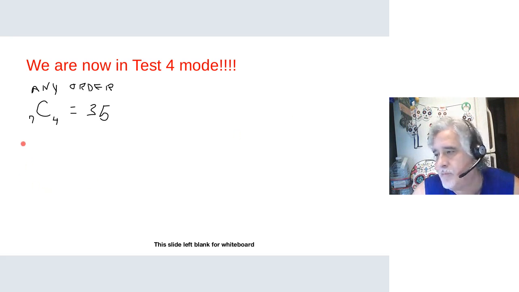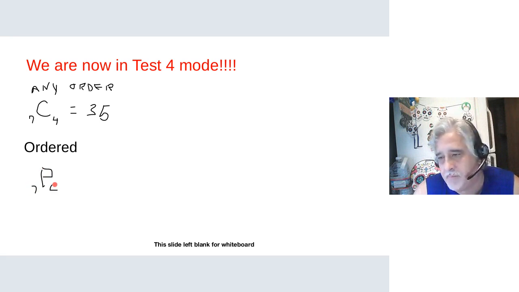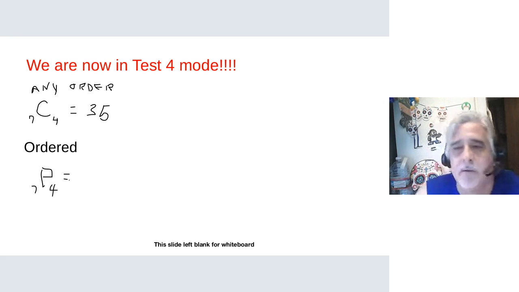And then the next one is ordered. So this is the one that's going to be permutations. And this is going to be a larger number because of the fact that it's ordered, you're going to have more. You're going to have a factor of 4 factorial, which is 6 times 4, 24 more. We could just take this and multiply it by 24 if we wanted to. But to be safe, you work it out.